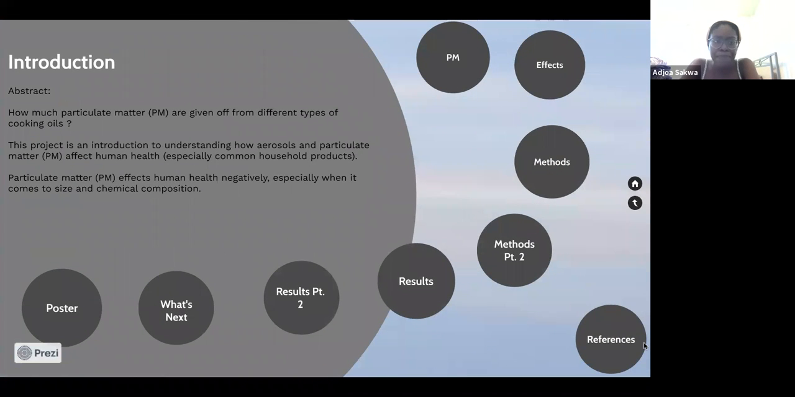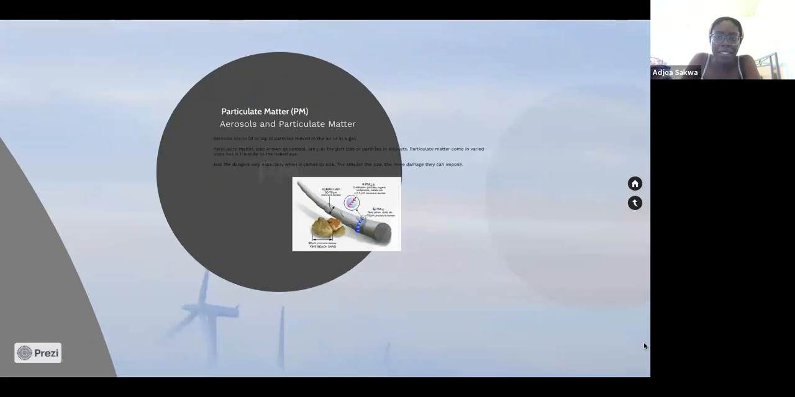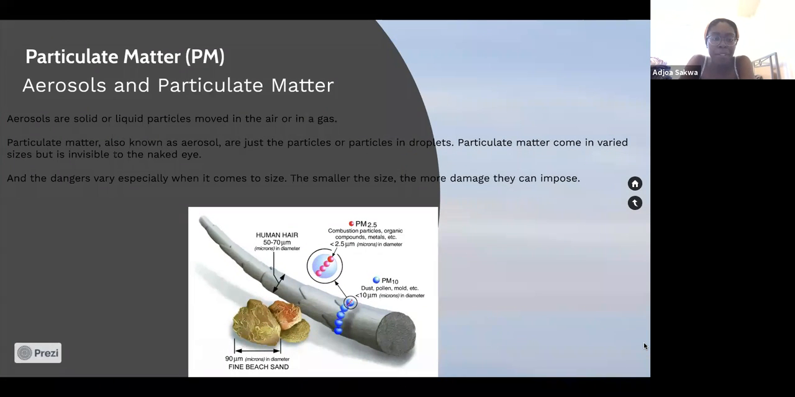So to start, basically the project was to characterize the particulate matter from cooking oils, as I just said. It's an introduction to understanding aerosols and how particulate matter from common household products may affect human health, and how they can negatively affect climate, based on their size and chemical composition. So what is particulate matter? Next slide. Particulate matter can travel in aerosols, and they can be in liquids or solids.